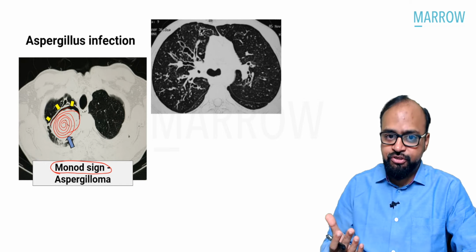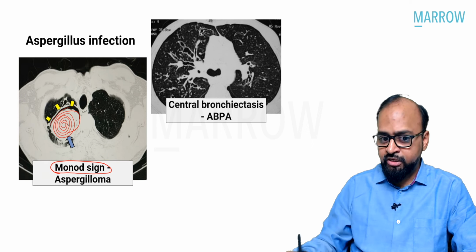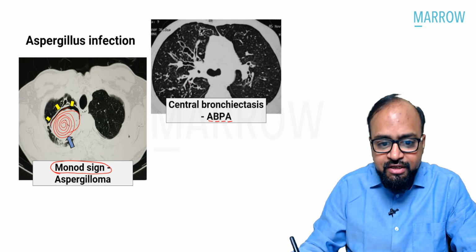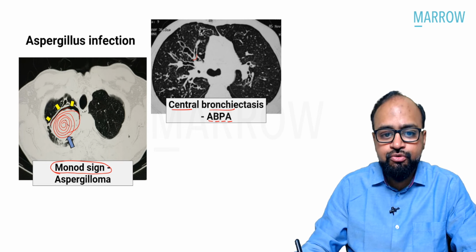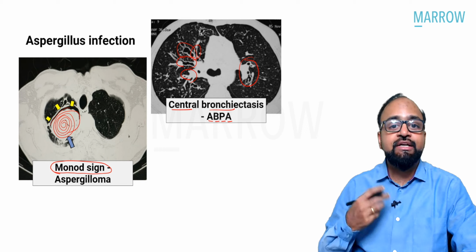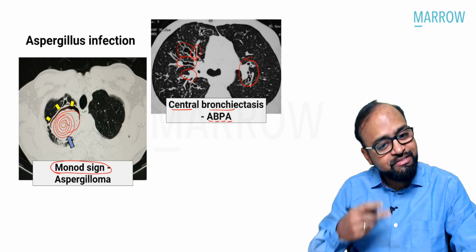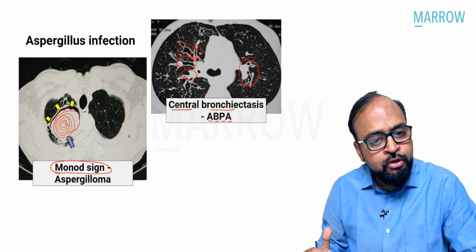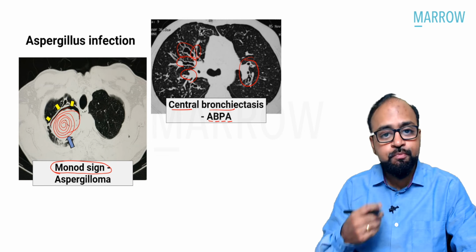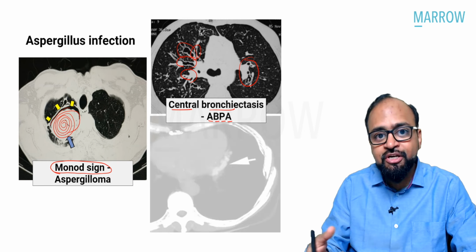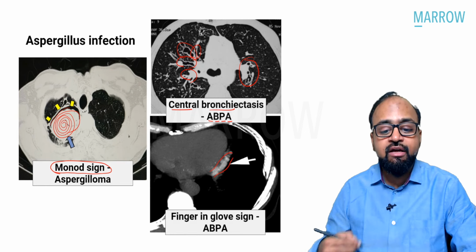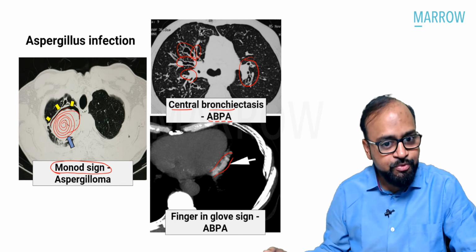Another allergic manifestation of Aspergillus infection is allergic bronchopulmonary aspergillosis, which is characterized by central bronchiectasis. Can you see all these dilated bronchi? These are mainly central in location, isn't it? So centrally dilated bronchi, central bronchiectasis, is a feature of allergic bronchopulmonary aspergillosis. Sometimes these dilated bronchi can get completely filled up with secretions, mucus, including fungal elements, so they may appear hyperdense or bright. This creates a finger-in-glove appearance of allergic bronchopulmonary aspergillosis.